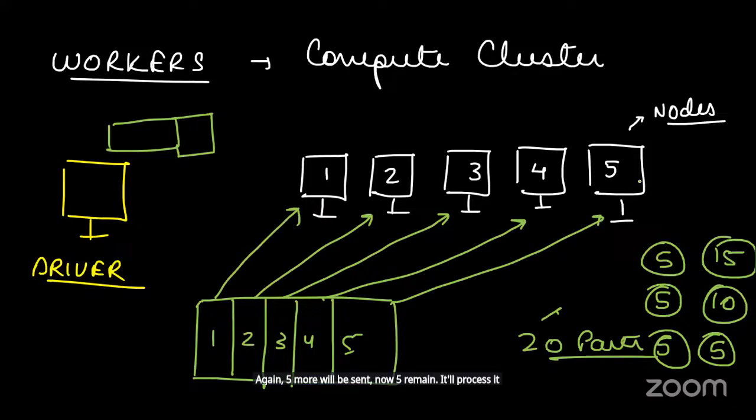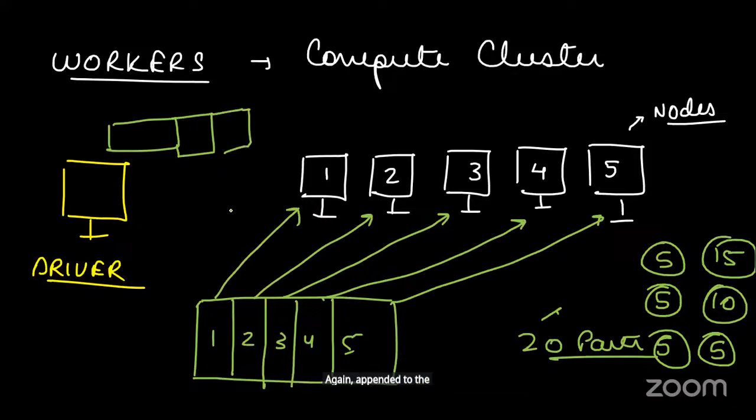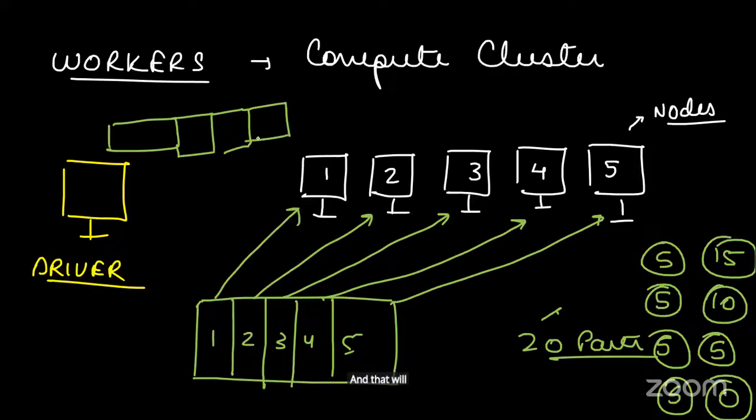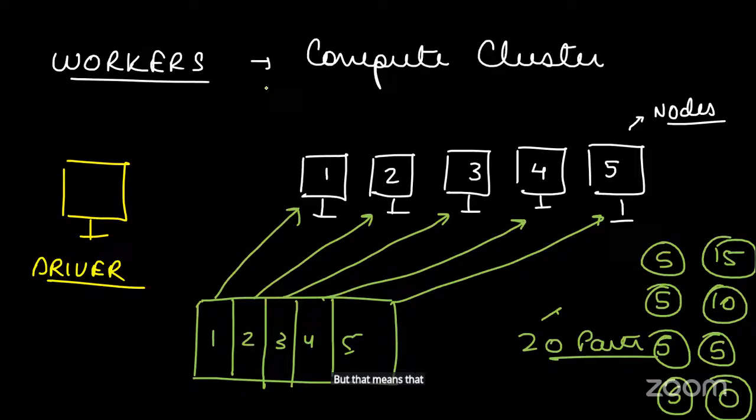These nodes over here will process, workers will process the data, again append it to the final output at the driver, and then the last part will be sent. After that, I have 0 parts remaining, and that will also be processed and appended here. And this is the final data that you have with you. All right. So when I do 5 parts and 5 computers processing, it is just for your reference. There could be more parts, but that means that they will be processed one by one. All right.